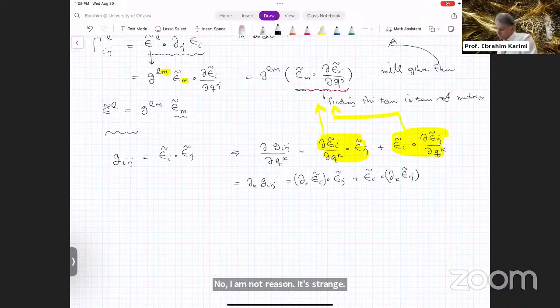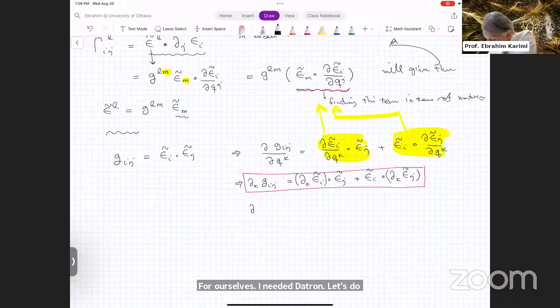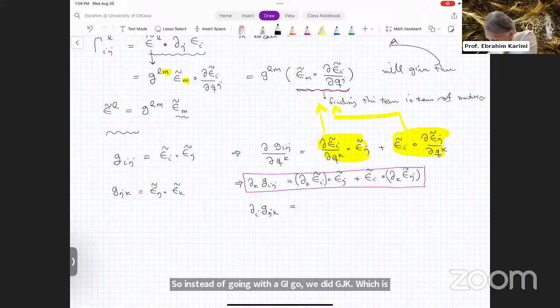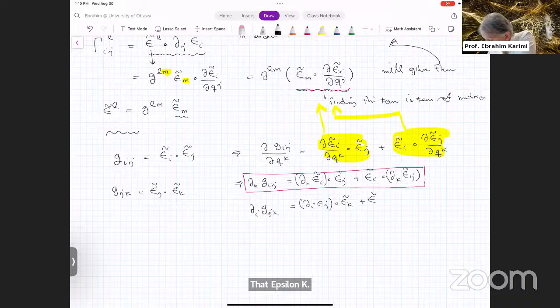Now, in the same way, let's keep that one for ourselves and do the mathematics to find out what is going on with the derivative i of g j k. Instead of g i j, I go with g j k, which is epsilon j dot epsilon k, and I take the derivative of that. The result will be derivative i of epsilon j dot epsilon k plus epsilon j dot derivative i of epsilon k. Agreed?